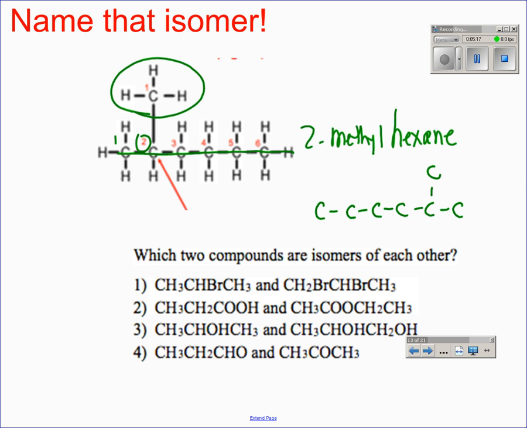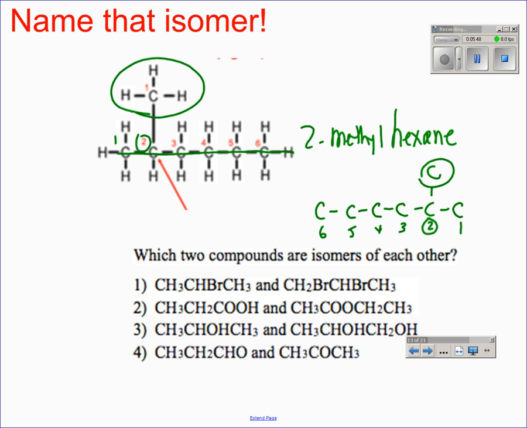What would happen if I wrote it like this? 1, 2, 3, 4, 5, 6. We still have hexane, but the methyl group now is in a different place. Or is it? Look, remember these are three-dimensional structures. If I start counting from this side of the chain, the lowest number of the carbon that the methyl group is on is still carbon 2. It's just been flipped around. Remember, these structures are three-dimensional.